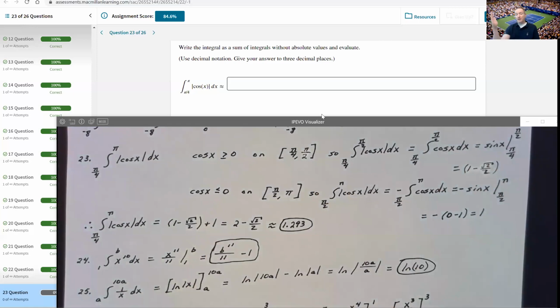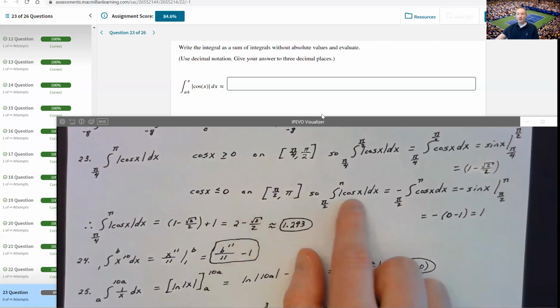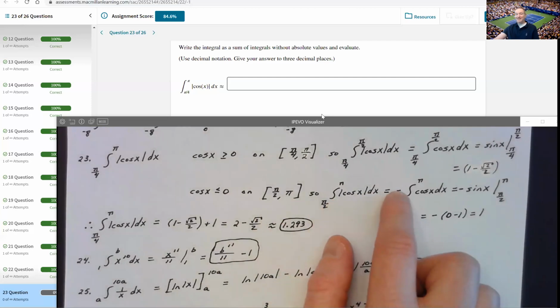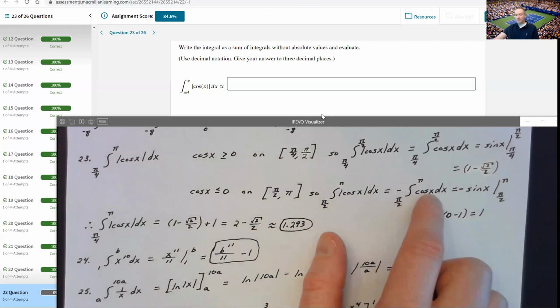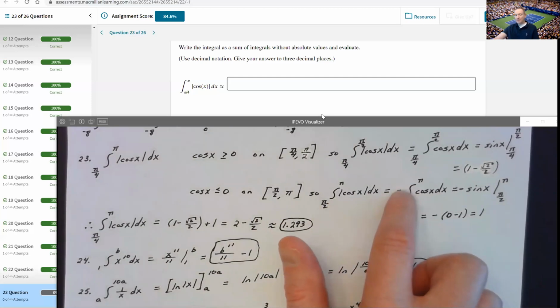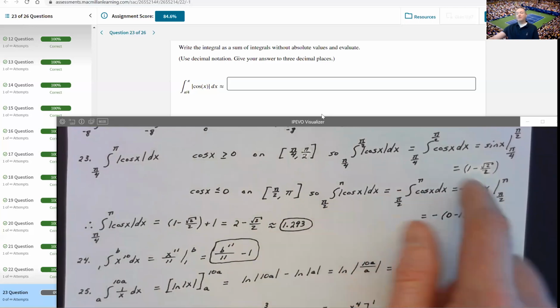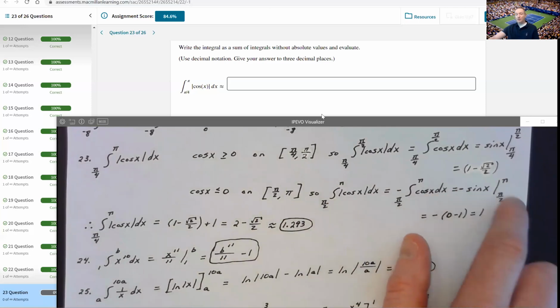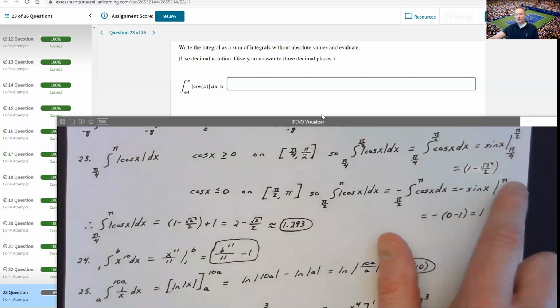In that region, my cosine is negative, so the absolute value is going to have to change the sign and be the negative of the cosine. So I said, in this region, that absolute value is going to serve as the negative of that cosine function. You could leave the negative on the inside of the integral or go ahead and factor it to the outside. I chose to factor mine to the outside. And the answer is going to be the negative of the integral of cosine, which is sine. Then we're evaluating that from pi over 2 to pi.